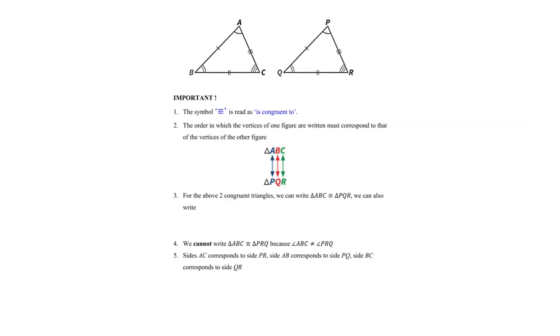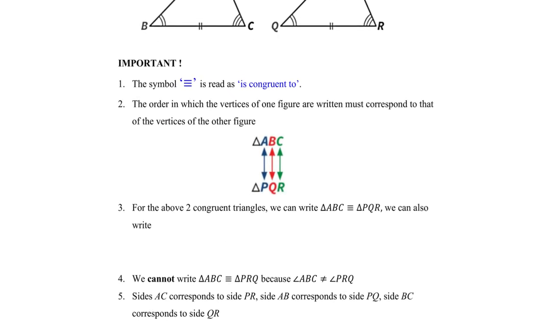And so, let's have a very quick summary. First, what we have gone through is that this symbol here is read as congruent to, and the order in which the vertices of one figure are written must correspond to that of the vertices of the other figure. And so, we could write triangle ABC is congruent to triangle PQR.